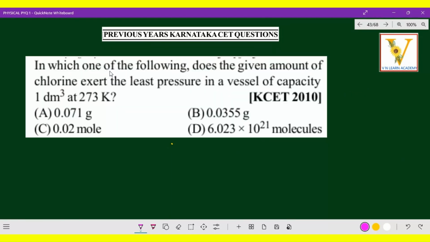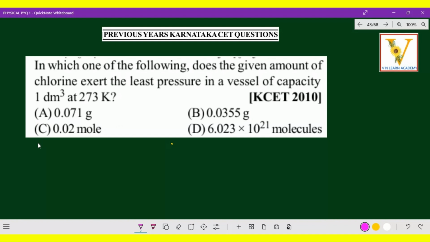In which one of the following does the given amount of chlorine exert the least pressure in a vessel of capacity 1 dm cube at 273 Kelvin? So they have given the options, which one is correct. Come on, let us find out each.